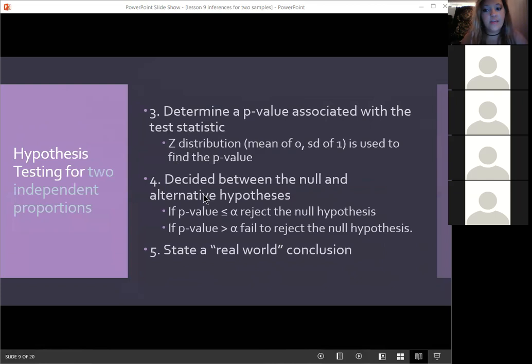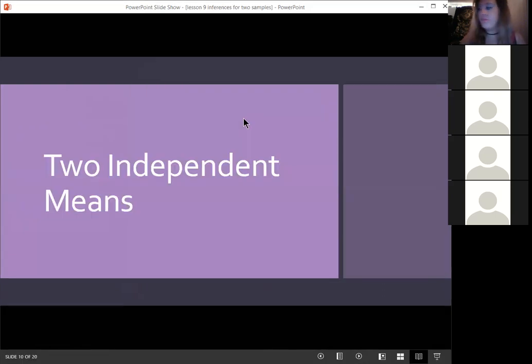And then decide between the null and alternative. Is our p-value less than alpha? If it is, reject the null. If it's greater than, we're going to fail to reject. And then lastly, state that real-world conclusion, because statistics is applicable in the real world. Believe it or not, you'll see it a lot more after this class for sure. But since it is applicable, we want to make sure that we're able to decide between the two, and then make a conclusion about what it actually means.